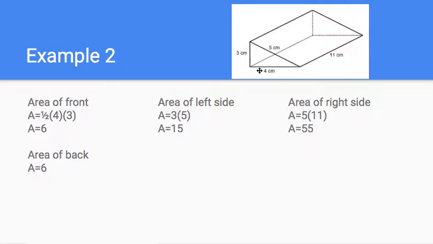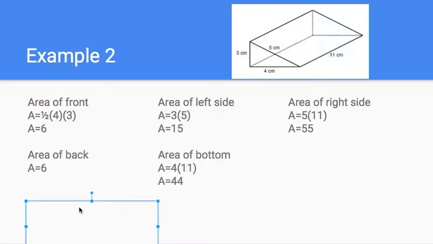Now the bottom has a length of 4 and a width of 11. So the area of the bottom, I'm going to do 4 times 11. 4 times 11 is 44. So now I've found the areas of all of the sides. In this case, there were only 5 sides: front, back, left, right, and bottom.